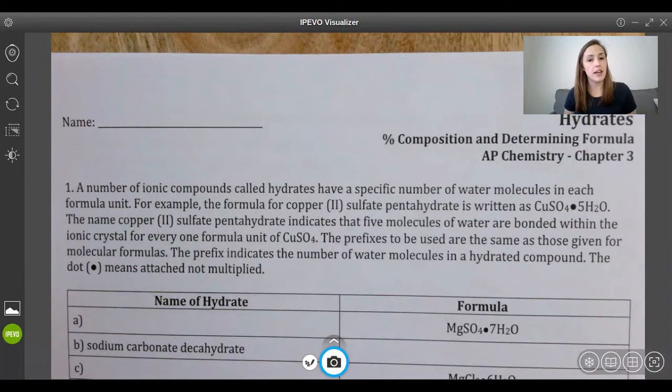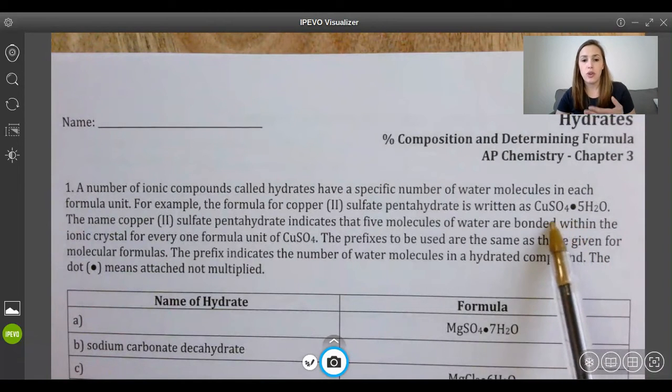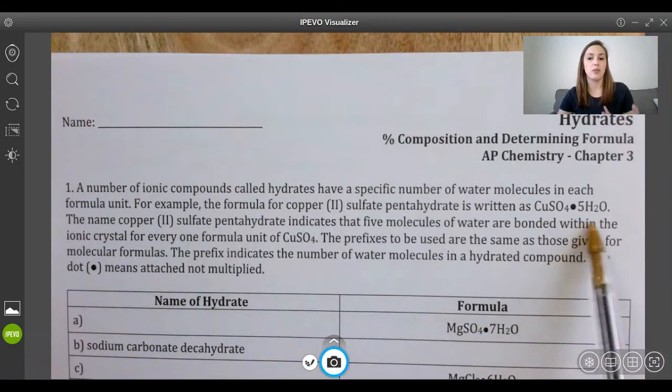So first off, just realize that hydrates are a specific class of ionic compounds in which waters are basically embedded into the structure. A couple of little things here: this is a fixed ratio. So if we have something like copper(II) sulfate that's a hydrate, it's always going to be pentahydrate, with its 5 water molecules in that ionic crystal.